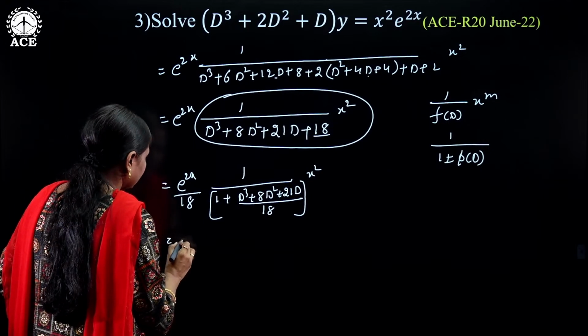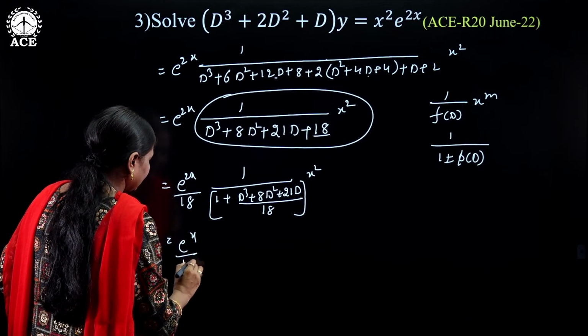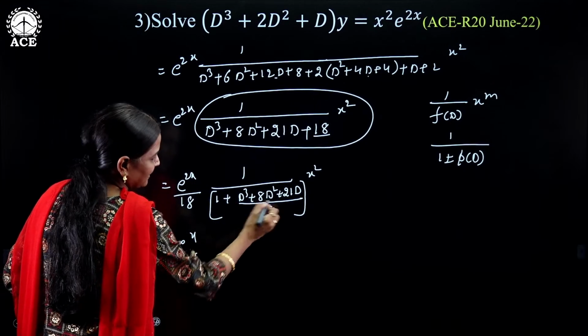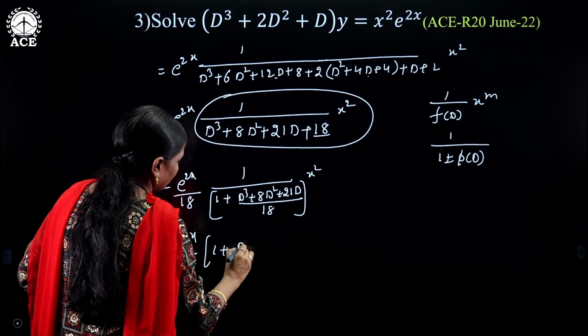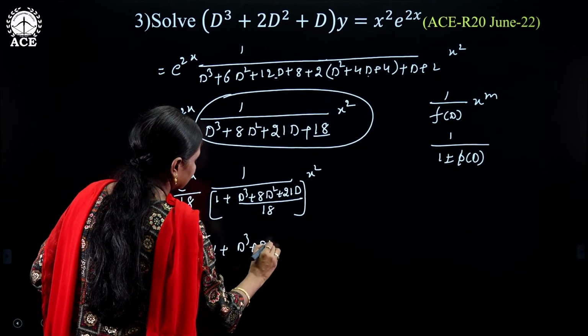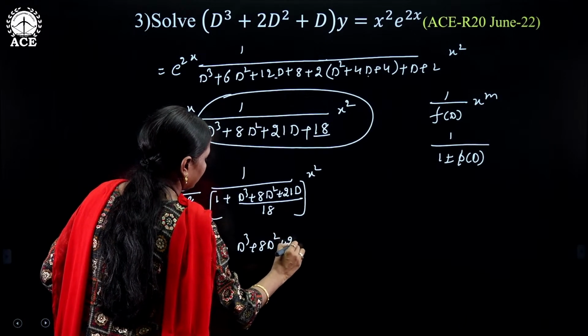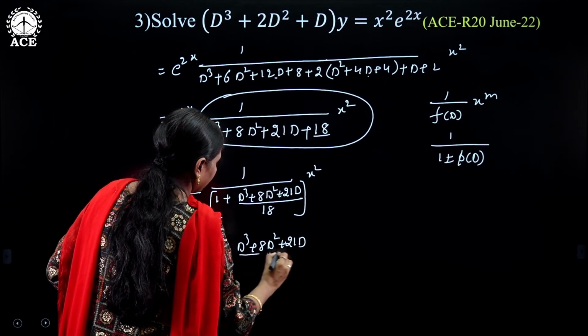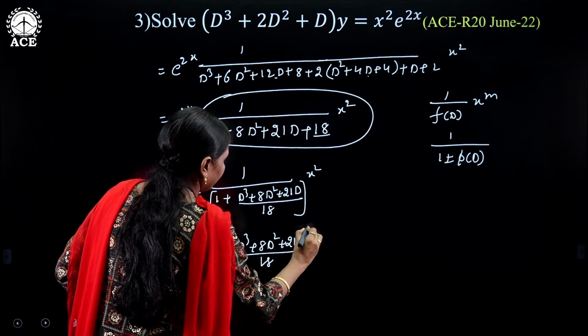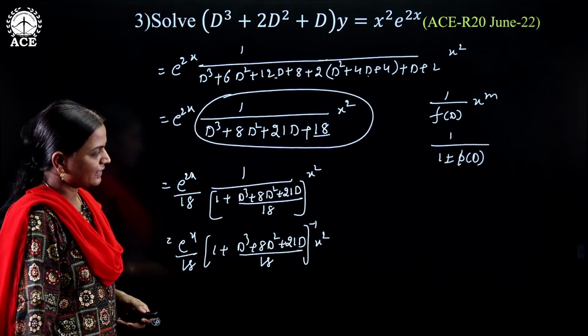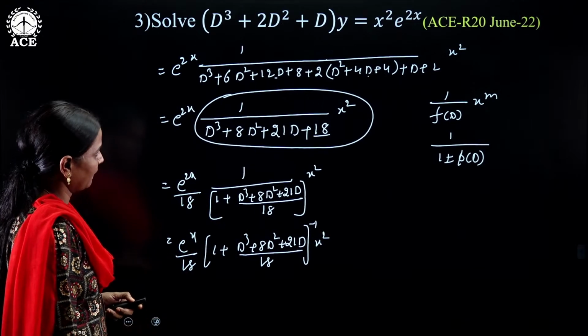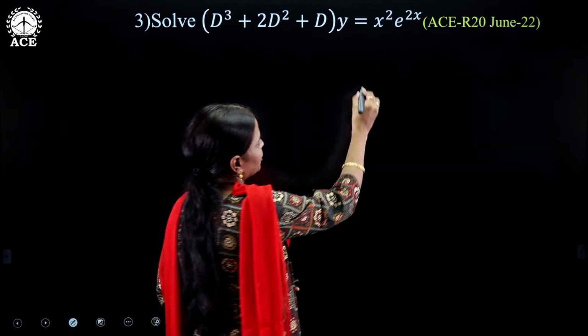Again, how to write this one? e power 2x by 18 into 1 by, this can be written as (1 plus (D cube plus 8D square plus 21D) by 18) whole inverse into x square. So what is the expansion of this one?